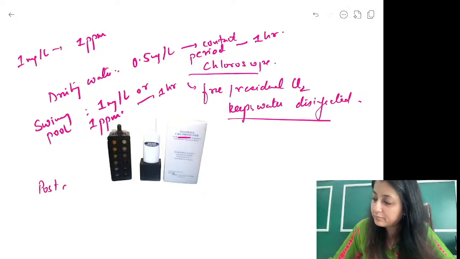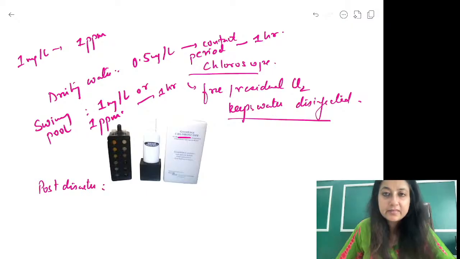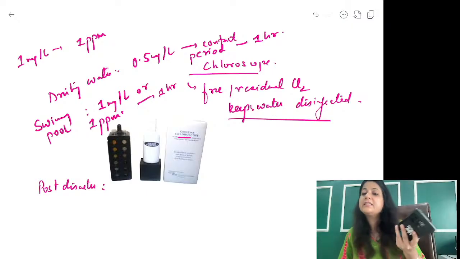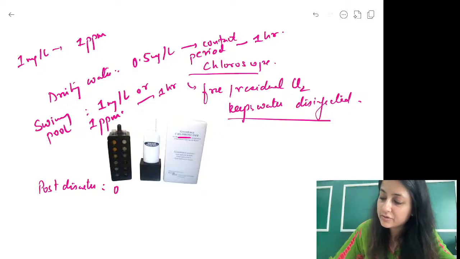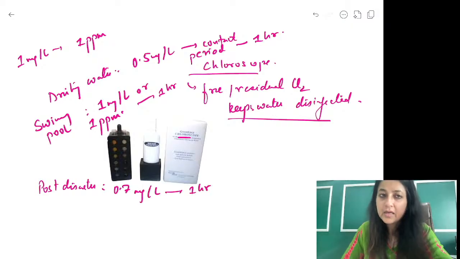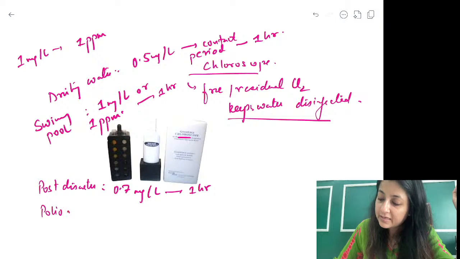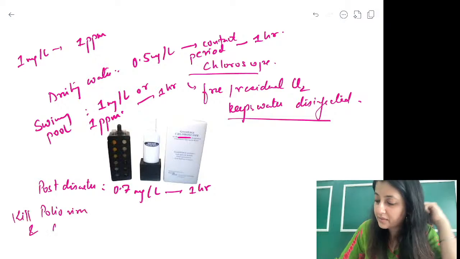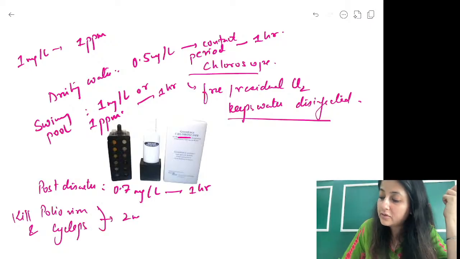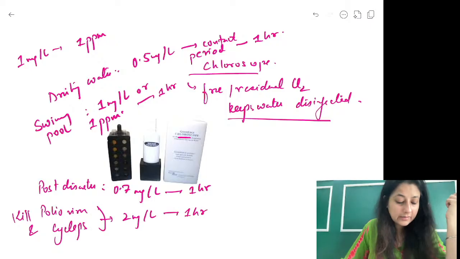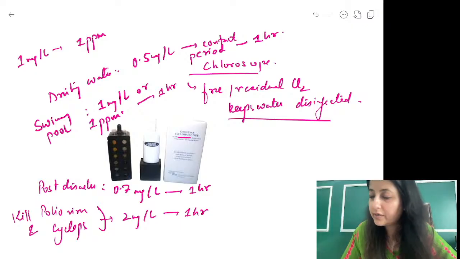Post disaster, to keep the water disinfected: the most commonly reported disease after disaster is GI, and the best way to prevent it is to ensure safe water supply and sanitation. 0.7 milligram per liter for a contact period of 1 hour. To kill poliovirus and cyclops, both of which have been eliminated from India, guinea worm infection and poliovirus, we have to keep it at 2 milligram per liter for a contact period of 1 hour. Okay, alright.